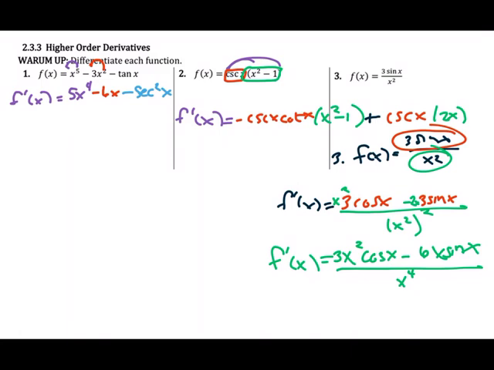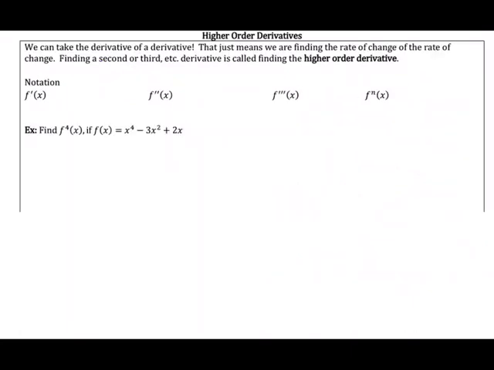So now that we've spent some time reviewing the different rules that we have learned for finding derivatives, let's build on this. We can take the derivative of a derivative. That's called finding a higher order derivative, meaning more than just the first derivative. The best application of this is that we talked about how velocity is the rate of change of position, while acceleration is the rate of change of velocity, or it is the second derivative of position. So if I take the derivative of position once, I get velocity. If I take the second derivative of position, I get acceleration.